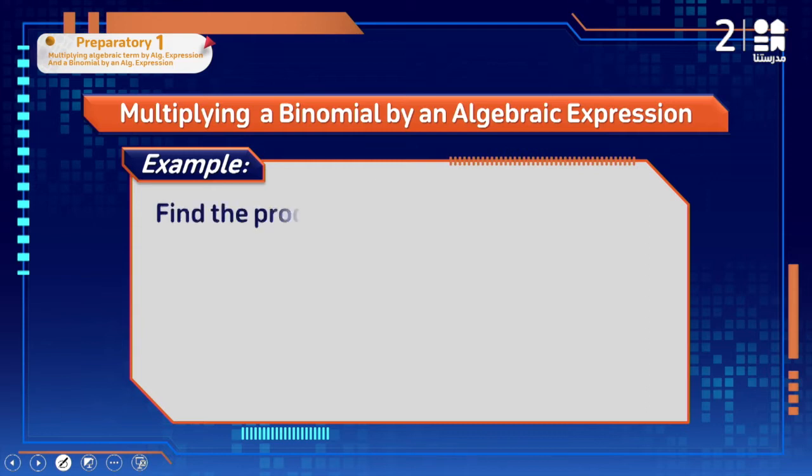multiplying a binomial by an algebraic expression. طيب ايه الفرق ما بين term وما بين binomial؟ Algebraic term, it means one term only. We are gonna call it monomial. But binomial, by letters B and I, means we have two terms, not only one.